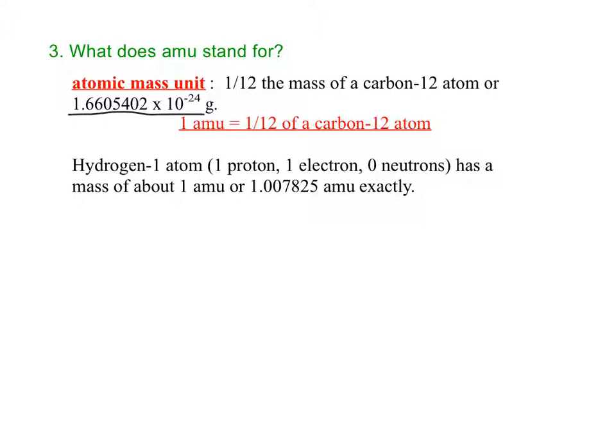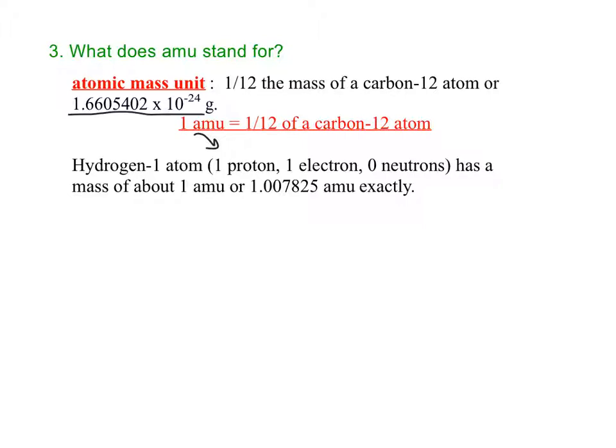So, based around this idea of AMUs, a hydrogen-1, which has a single proton, has a mass of about 1 AMU. The only thing there is that one proton. It's the only thing there that has mass. So it's about 1 AMU.